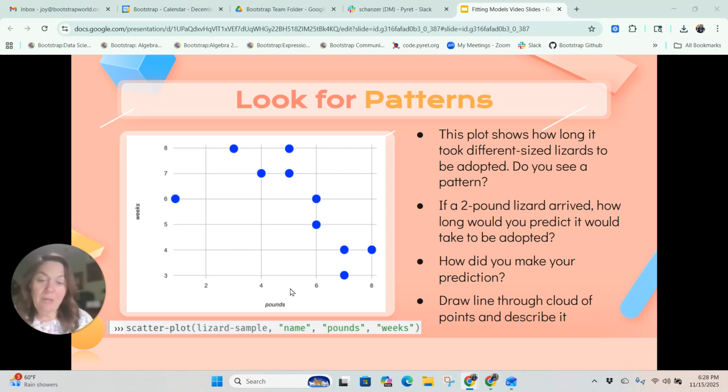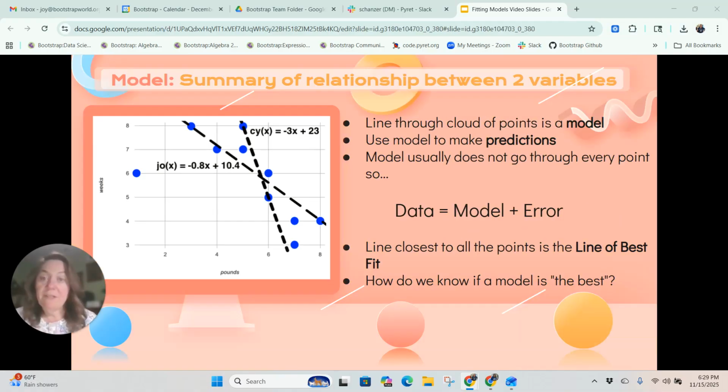And then in the workbook page, we'll have them take a ruler and draw a line through that cloud of points and describe how they came up with that line, what they think that slope is, and which couple points did they pick to go through. You might get a couple of different students doing different things. And here's an example of that. Joe and Cy did that, and they came up with two different models for these lizards. And that's exactly what we're going to get.